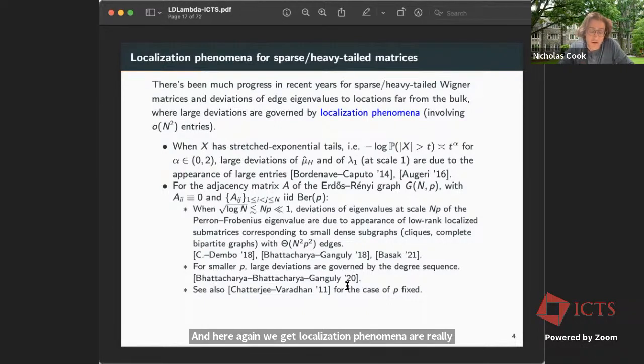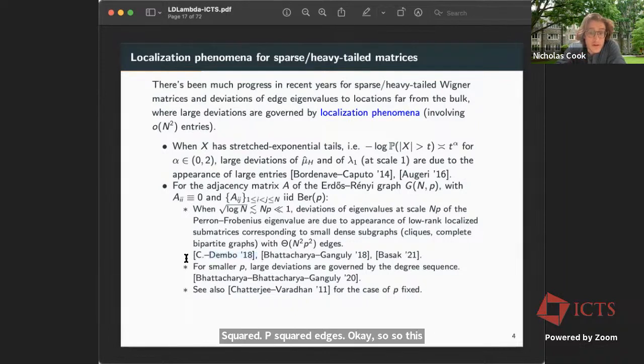The entries can't be too large because they're Bernoulli, but you have the appearance of very small, dense, low rank structures, which in the graph correspond to dense subgraphs like cliques or a high degree vertex. And these involve on the order of n squared p squared edges.